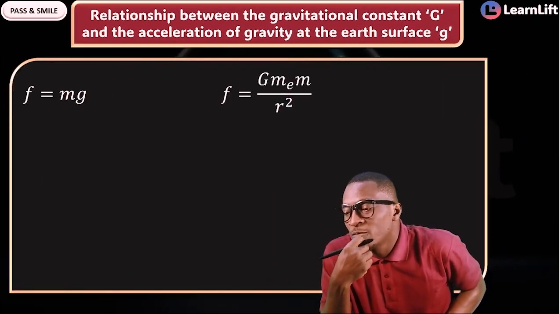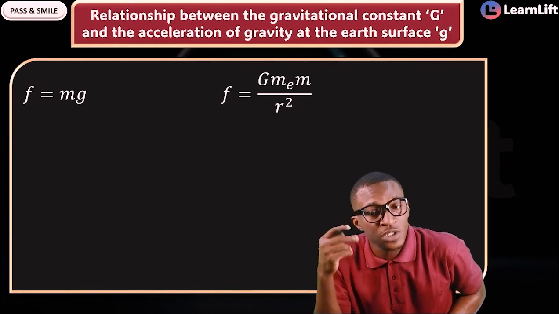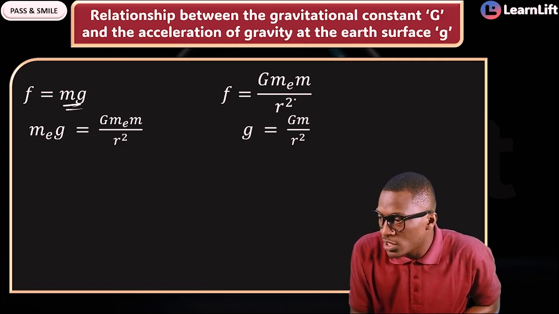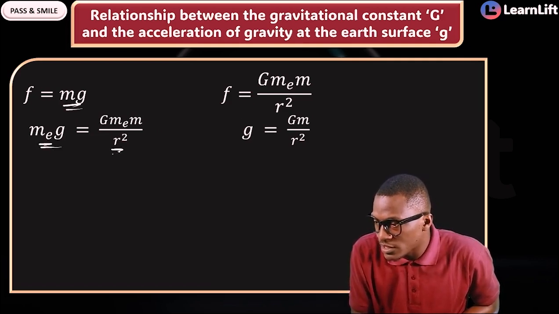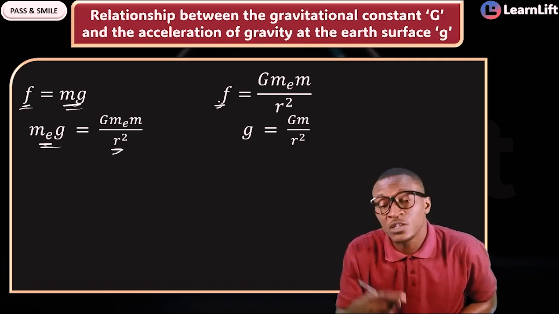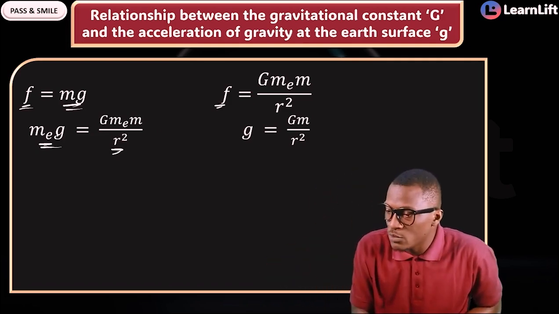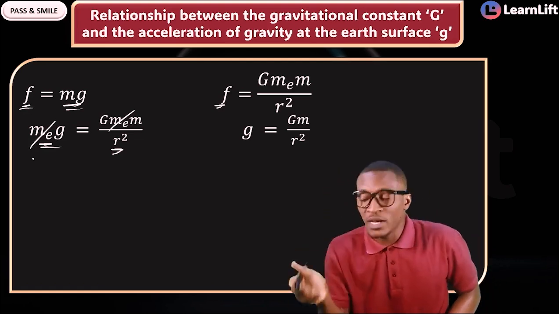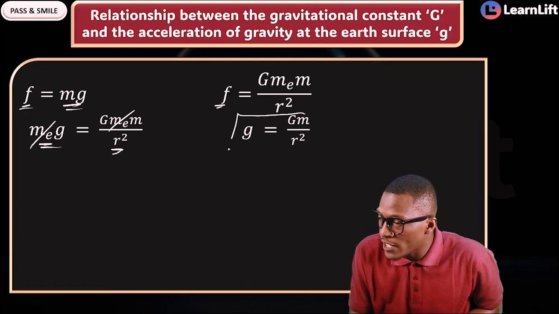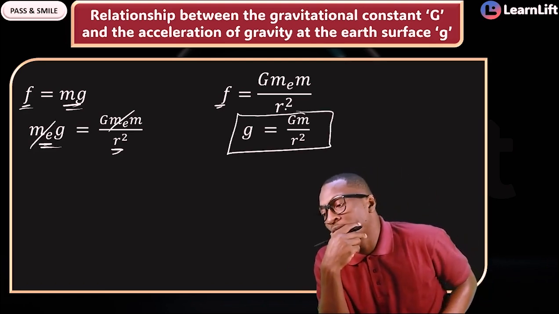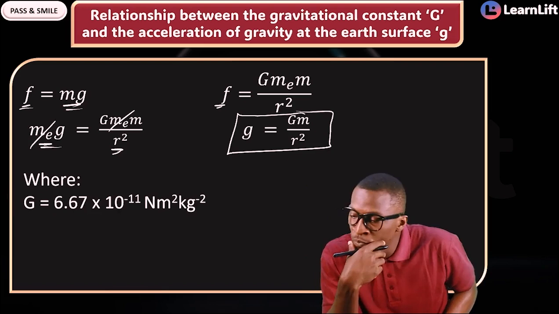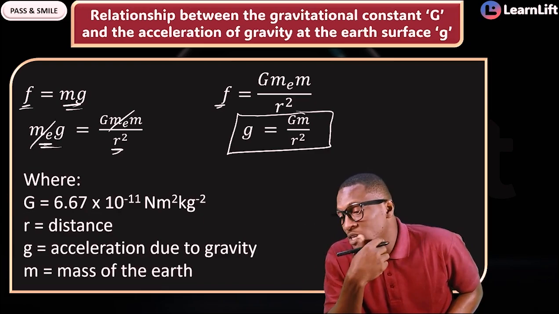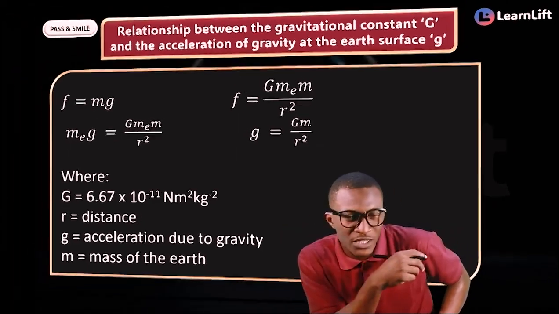So this is it again. Force is equal to mass times acceleration, and F is equal to GM, where M is the mass of the earth. If we equate both of them, this is mg, and this is GMm over r squared, because force is equal to force. From here, this mass will cancel this mass, whether you decide to put earth or you don't. So from here we have g is equal to GM over r squared. Do you understand that? Where capital G is the gravitational constant, r is the distance, small g is the acceleration due to gravity on the earth, and M is the mass of the earth. Do you understand that?